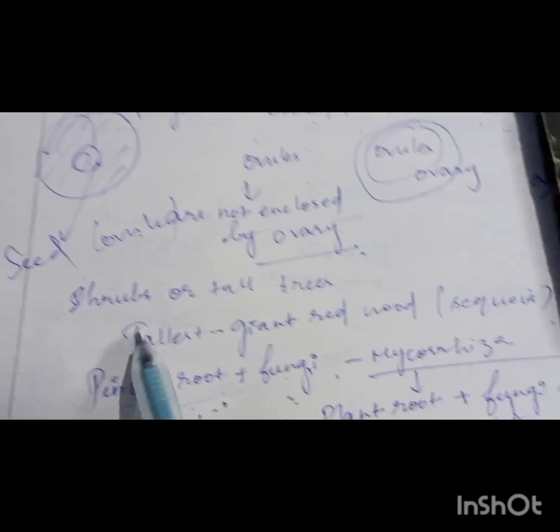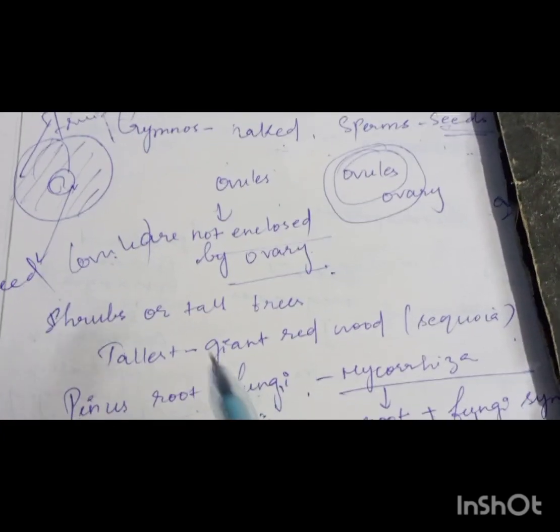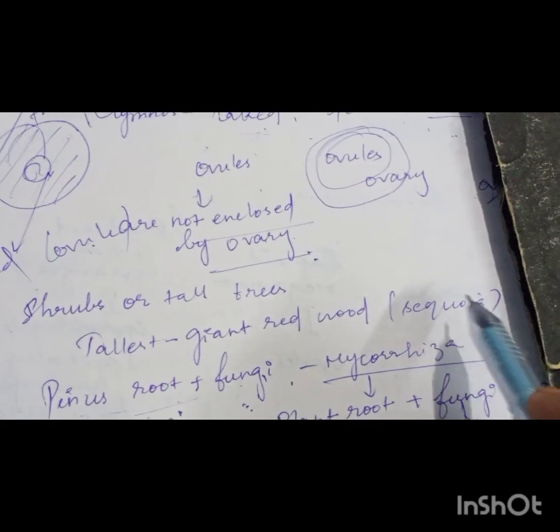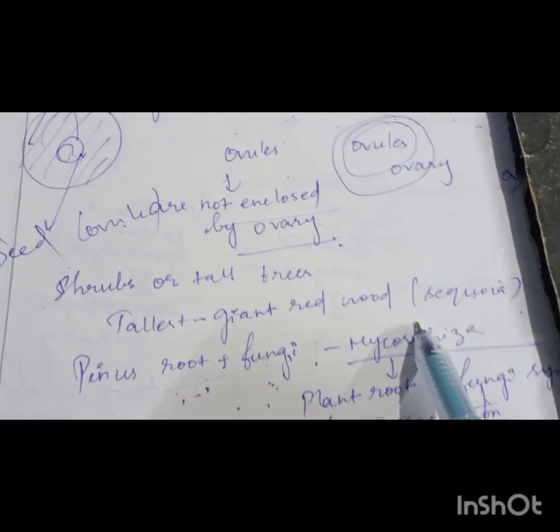The trees are either shrubs or tall trees. It may grow to a great height. For example, sequoia, which is known as giant redwood.